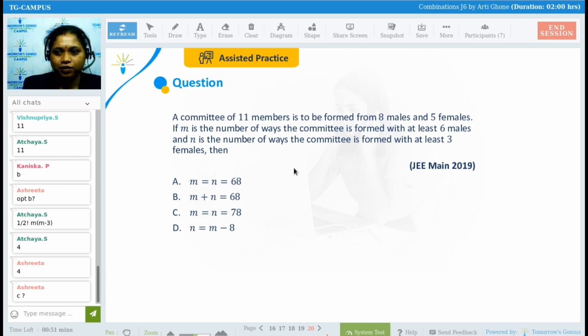Everyone is doing well in calculations of combinations. From my perspective also, combination is easier than permutations. Ashrita, C, how did you get C? Can you explain?